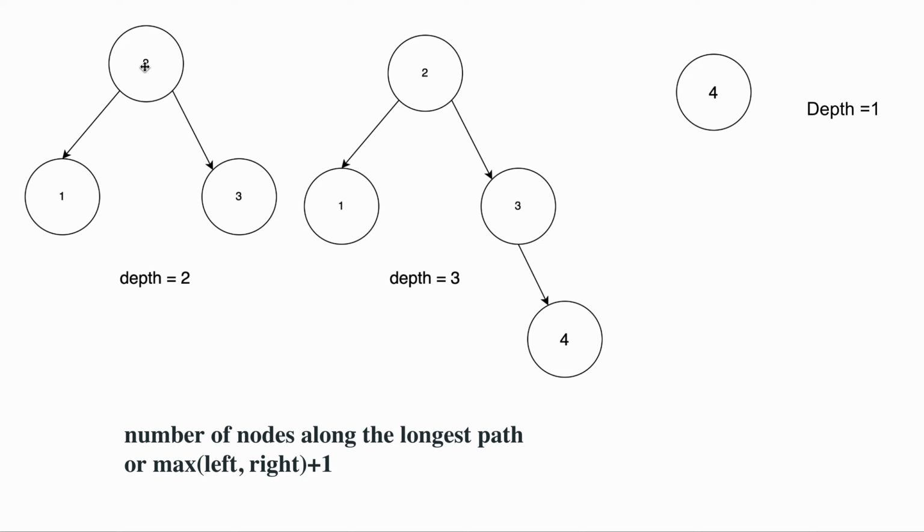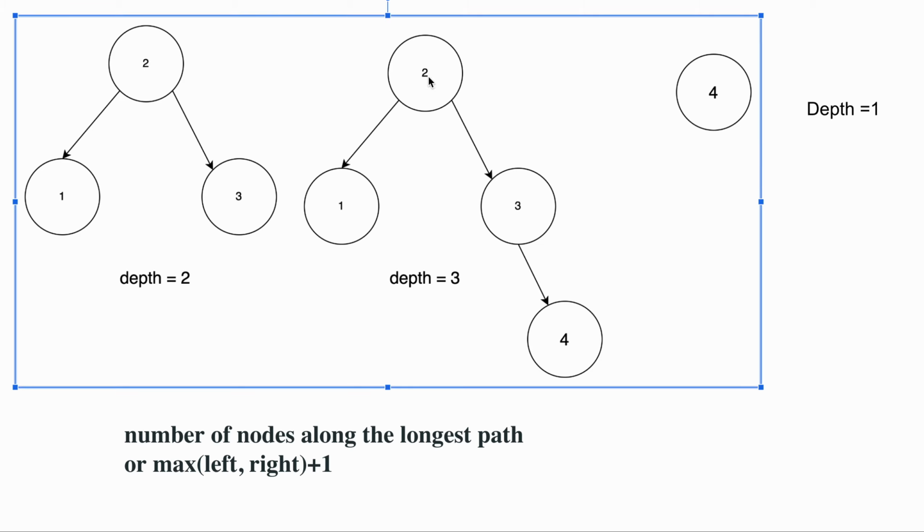For example, if you are given 2, 1 and 3, what is the depth of this? The depth is 2. What is the definition of depth actually? For example, if there is just one node, the depth is 1. Or it can also be defined as the maximum number of nodes along the longest path. For example, if you take this particular example, what is the maximum number of nodes along the longest path? It is 3. So the depth is 3.